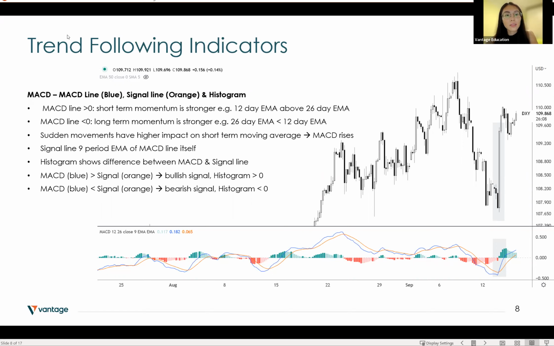So in this example, you can see here the MACD line itself. The MACD line is represented by the blue line. The signal line is the orange line. And then we have the histogram. You can see the histogram here as well. This is the histogram.